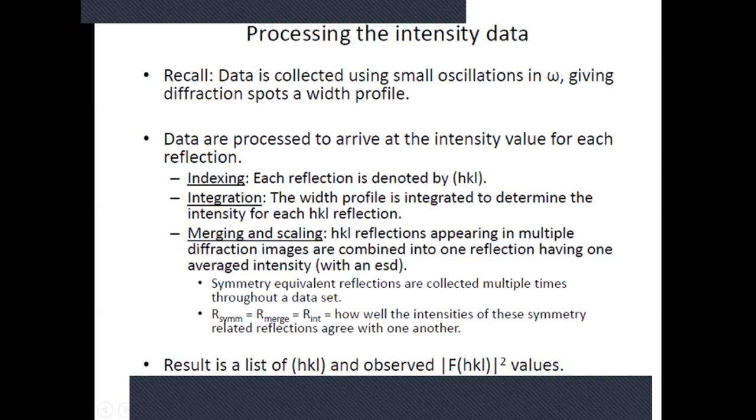So again, we start with diffraction spots, reflections. We do indexing to assign an HKL value to the reflection. We do integration to assign intensity, aka structure factors, for each HKL reflection. And then we do some merging and scaling. This is with reflections that are the same from multiple images. We combine them and things like that. Once we do all of that, we get this HKL file that we use for structure solution.